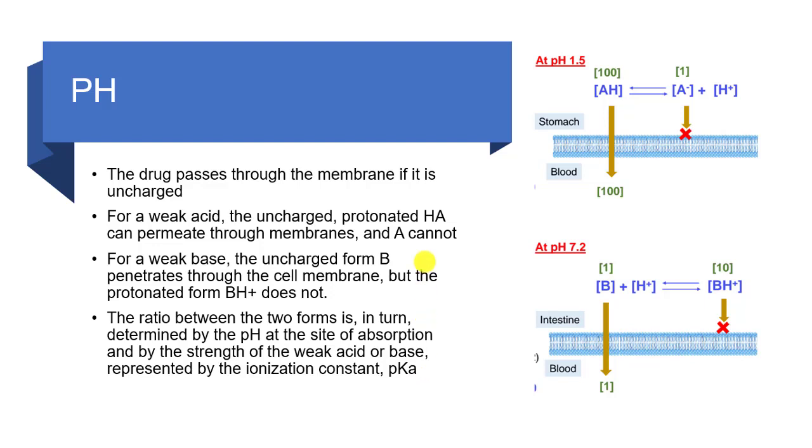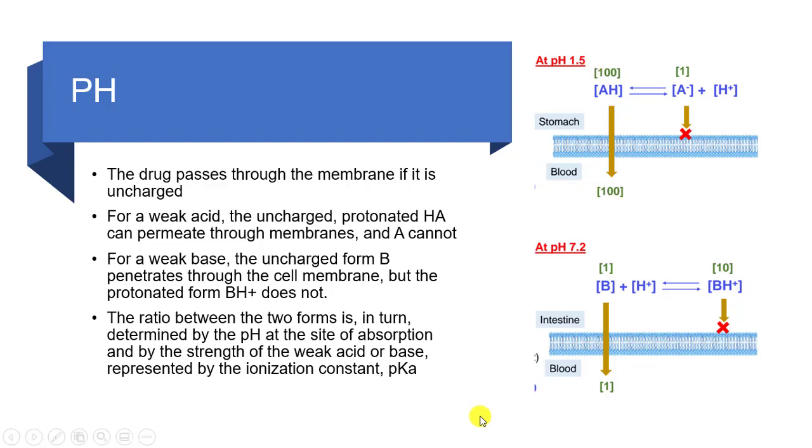So if we have a particular pH, that is, the pH at the intestine is 7.2 and the pH at the stomach is 1.5, then that is going to affect how the drug is being absorbed into the particular organ or the particular lining of that organ. So I hope you understand this concept.